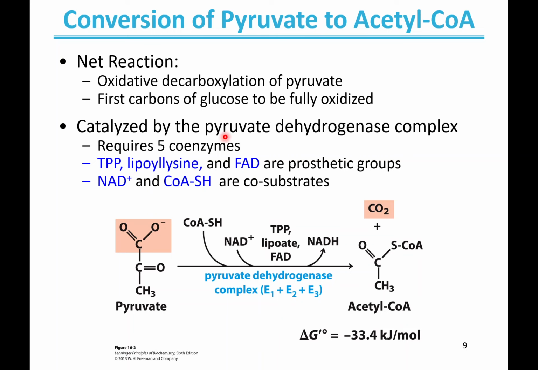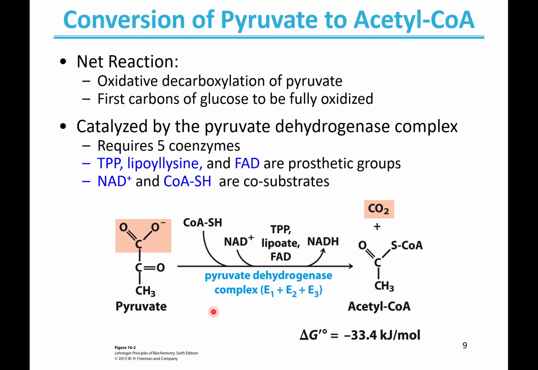The net reaction is an oxidative decarboxylation of pyruvate. What does that mean? It means we're cutting off a CO2 from pyruvate. Here's pyruvate, and we're cutting this CO2 off. We're losing that as CO2. And then we're doing an oxidation-reduction step where pyruvate will be giving up electrons, and NAD plus will be reduced to NADH. These carbons lost as CO2 are going to be the first carbons of glucose to be fully oxidized. And this reaction, again, is catalyzed by this pyruvate dehydrogenase complex.